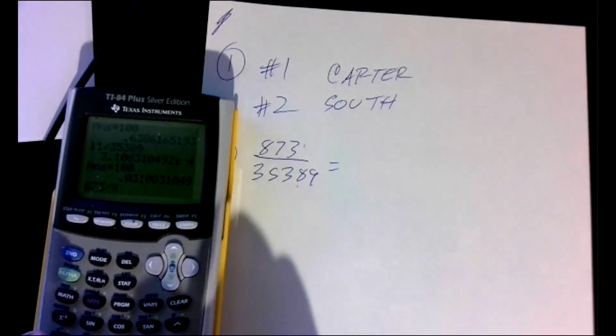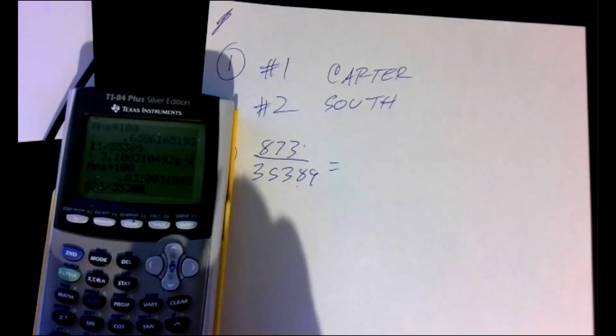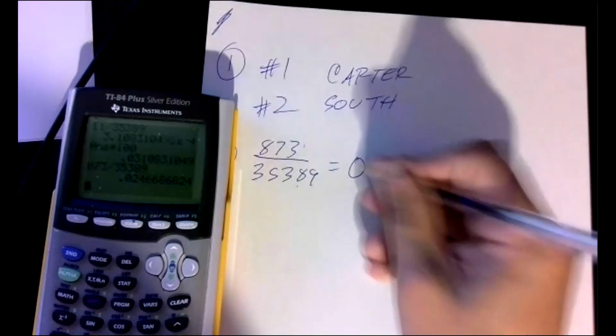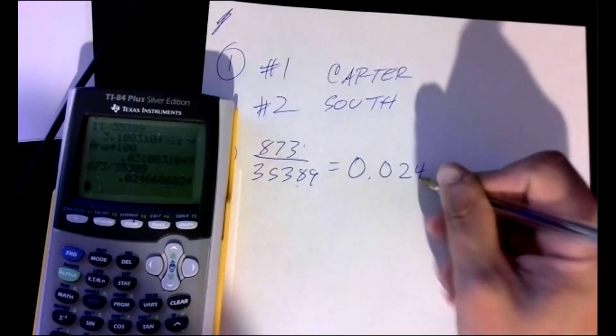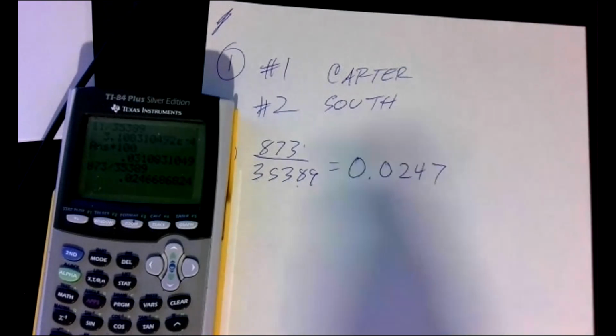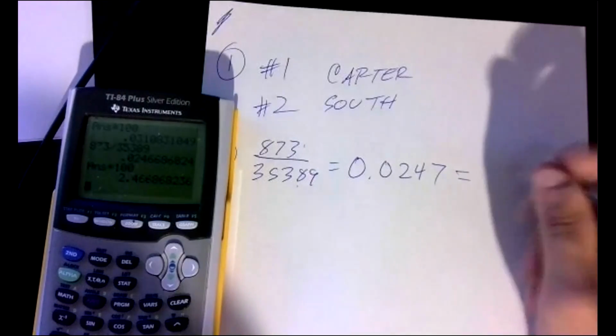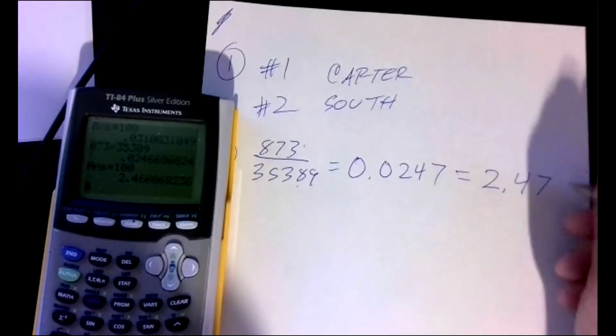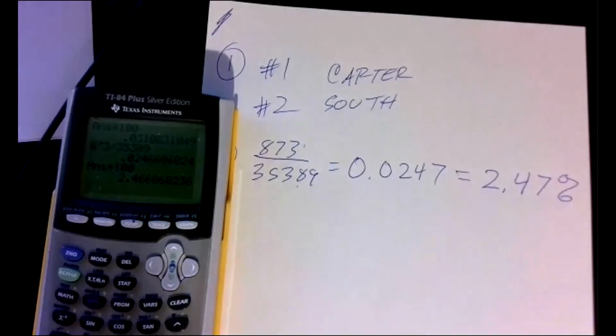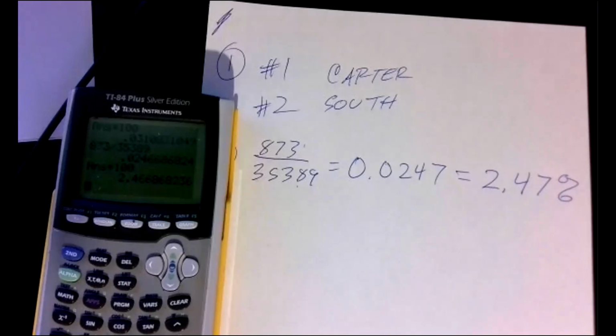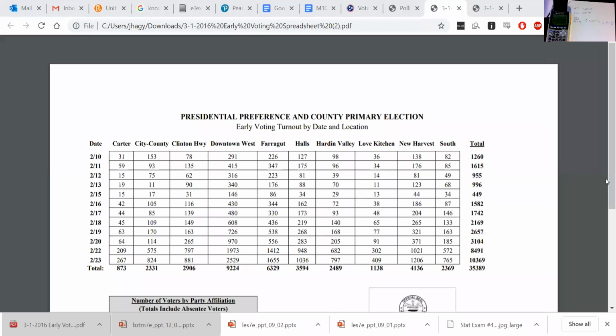873 divided by 35,389, which as a decimal is 0.0247. If I multiply that by 100, that will make it a percent, which is 2.47%. Which means that 2.47% of people that voted early went to Carter. So that's question two. Let's see what's next.